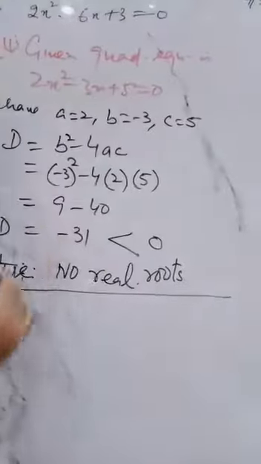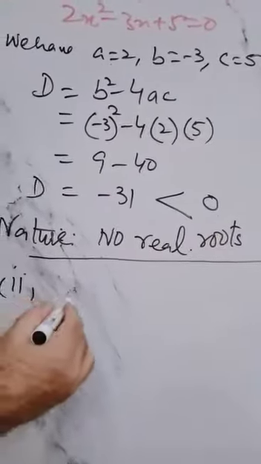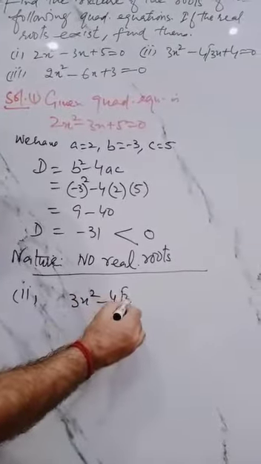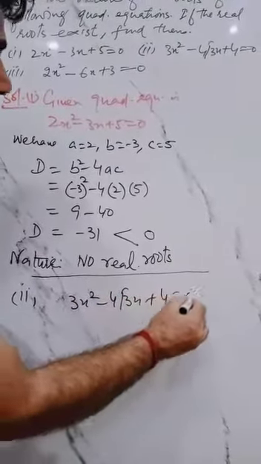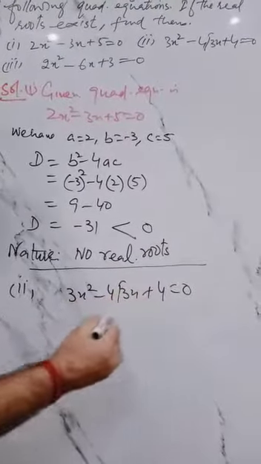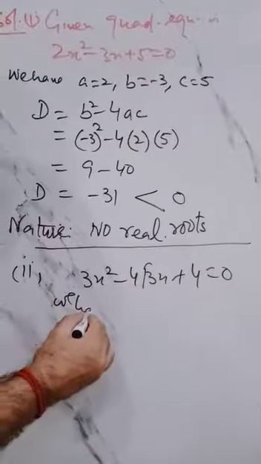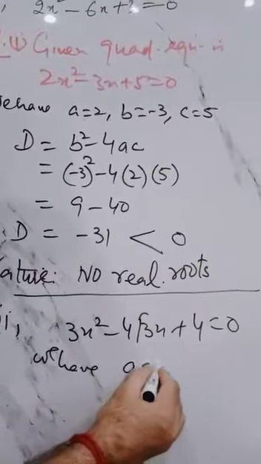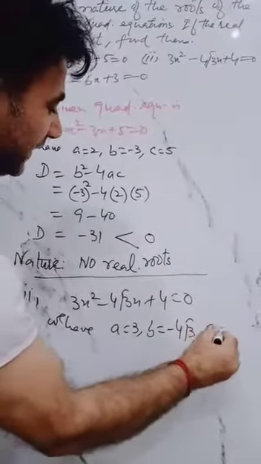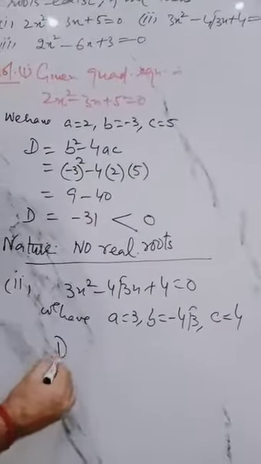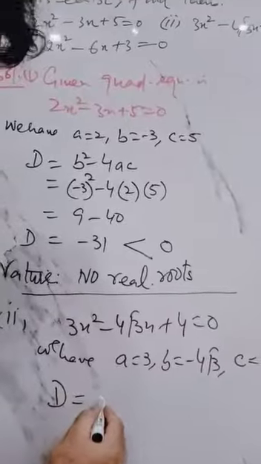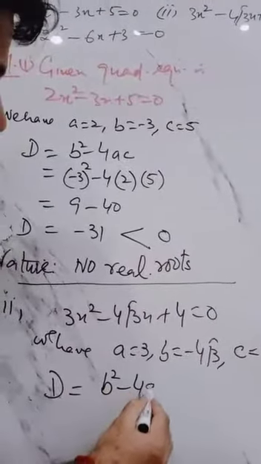Our second part is 3x square minus 4 root 3x plus 4 equal to 0. Now comparing with ax square plus bx plus c equal to 0, we have a equal to 3, b equal to minus 4 root 3 and c equal to 4. Now we'll find the discriminant so that we can write its nature. D is equal to b square minus 4ac.